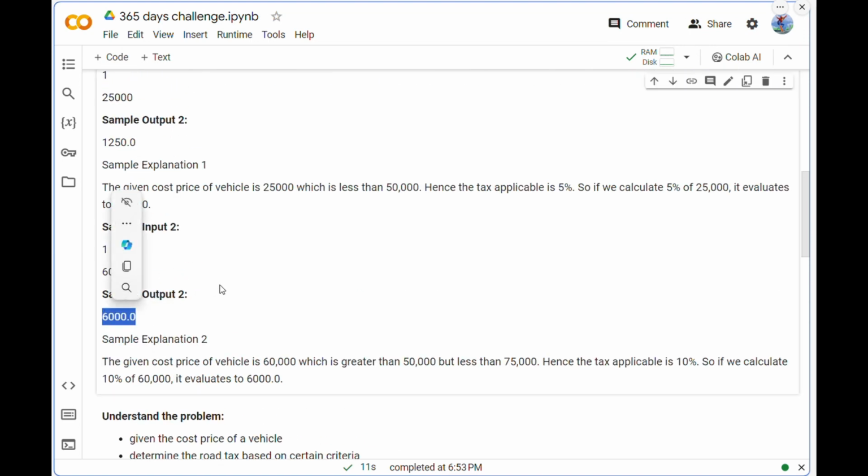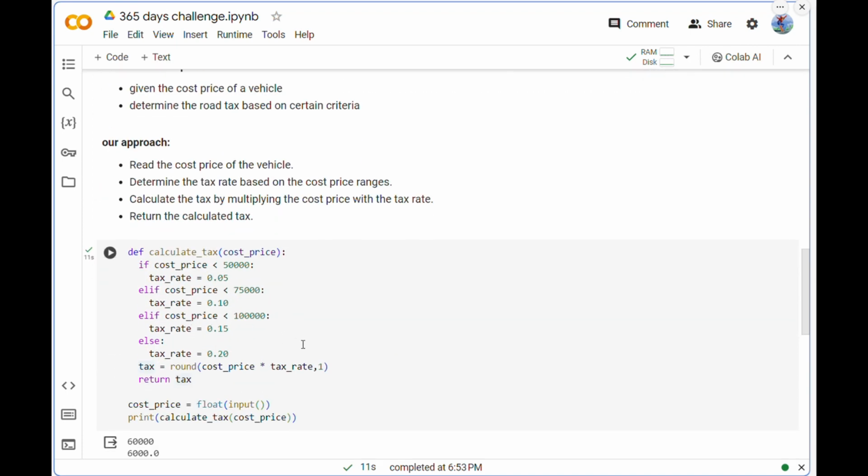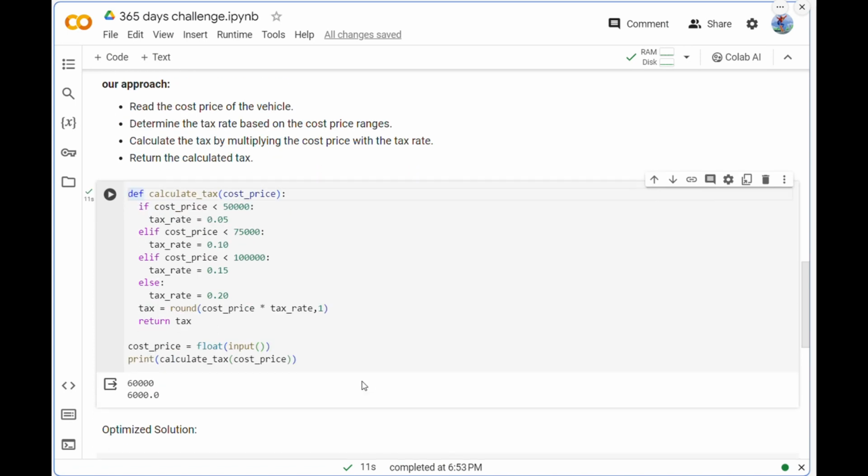Now see guys, the number of test cases is also given. So if you want to do it that way, you can again use a while loop and take the number of test cases from the user. I'm not doing that here to save some time. So you can experiment that way.